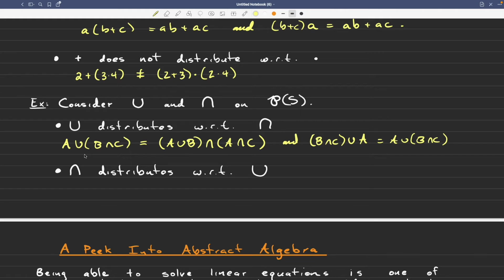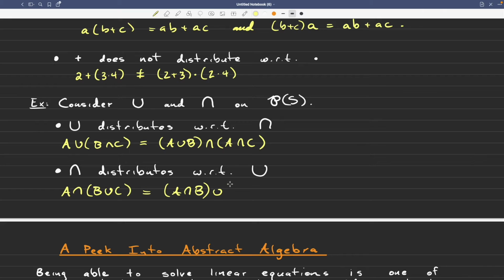All right, so then let's get rid of that. And then we also have the similar property that A intersect (B union C) is equal to (A intersect B) union (A intersect C). And both of these properties are true for every A, B, and C in the power set of S.